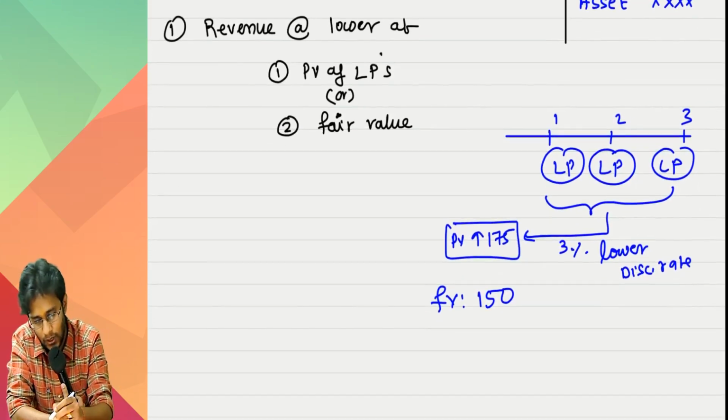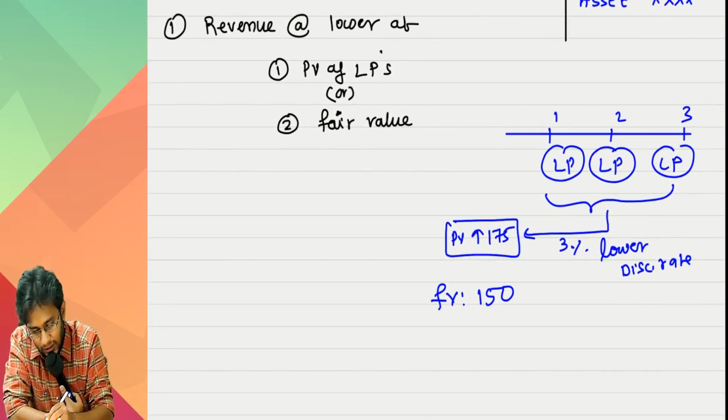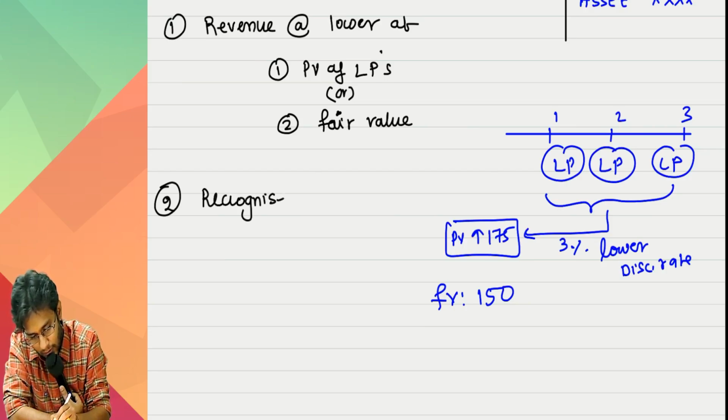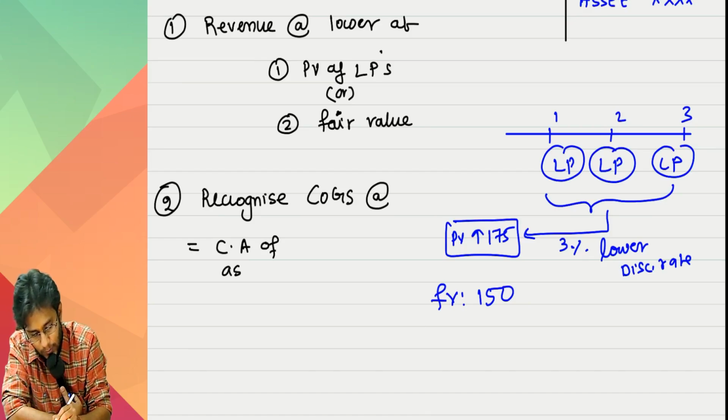The first case. Second point tells you that recognize cost of goods sold at carrying amount of the asset minus present value of UGRV.